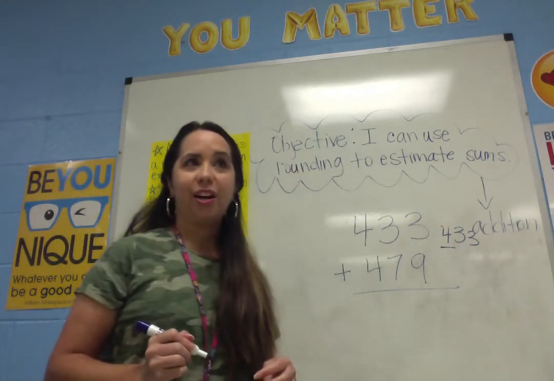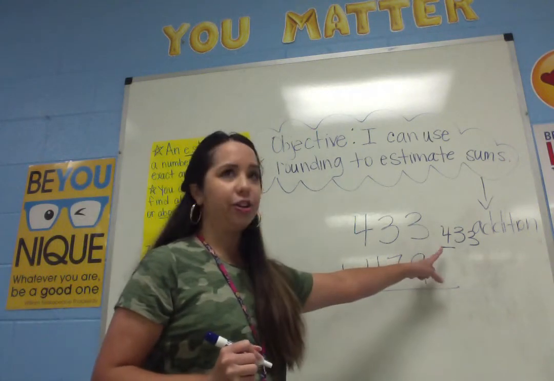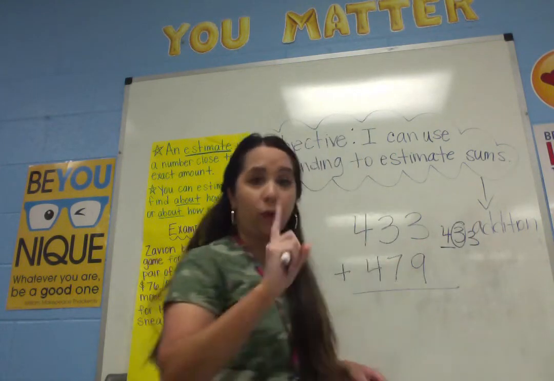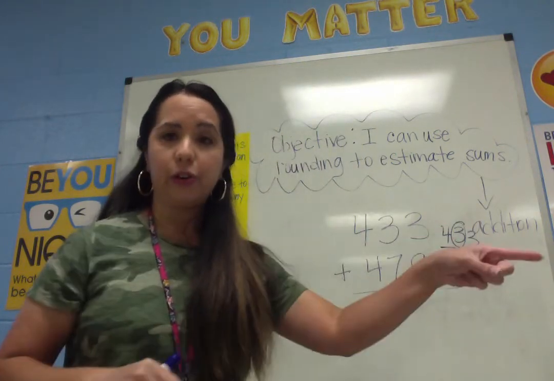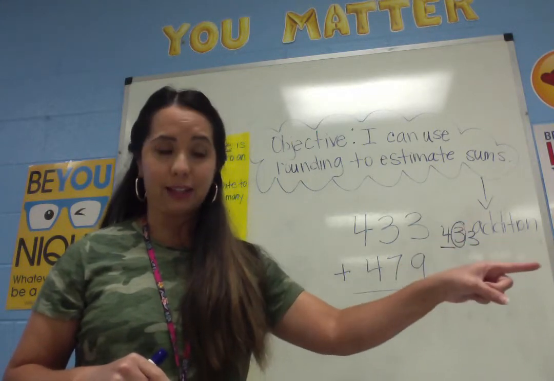433. All right, let me underline. The rounding digit is in the hundreds place, so that's why I underline the 4. Now I go right next door to the tens. You don't go all the way to the ones. That's only if you're rounding to the nearest tens, okay?